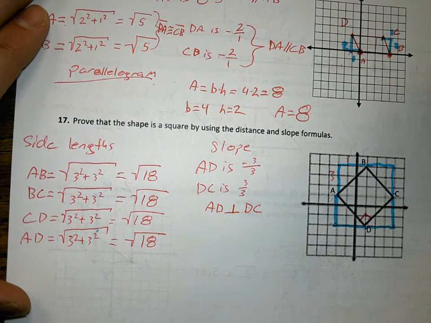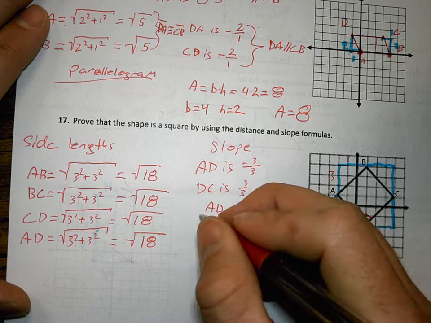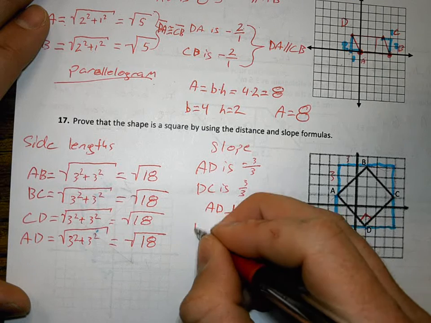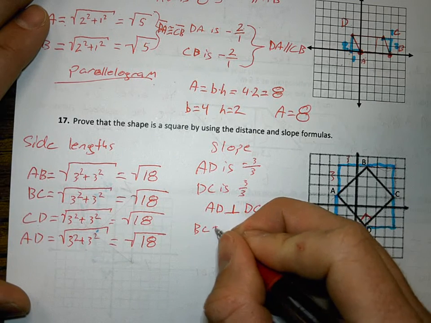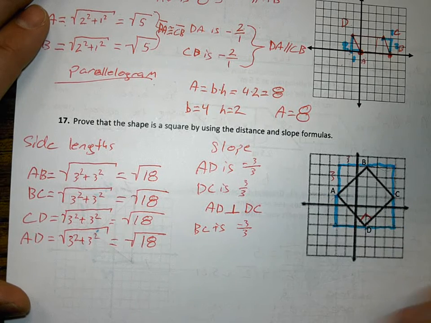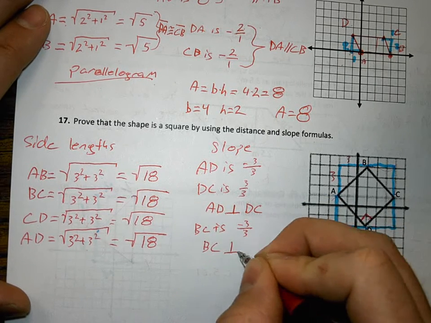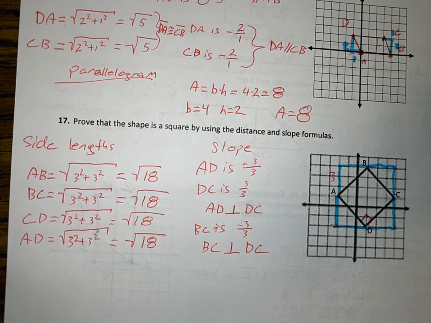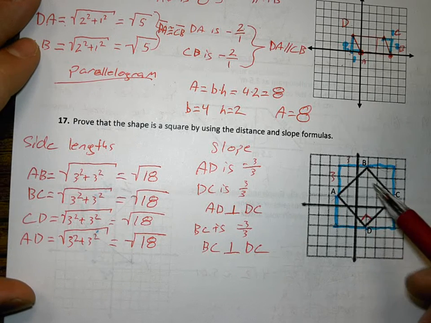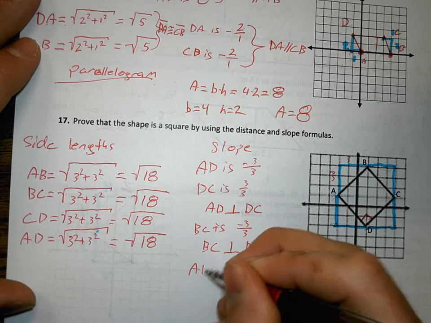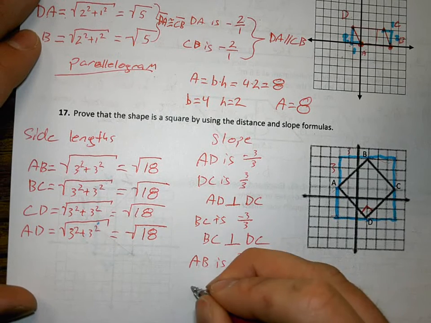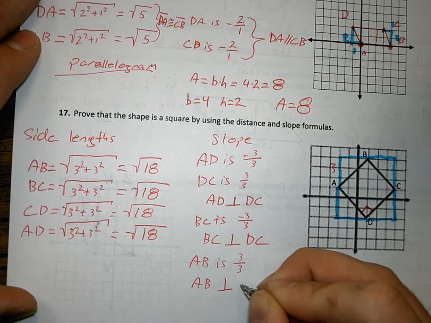Okay, let's prove that DC is perpendicular to BC. DC is 3 over 3. BC is right 3, down 3. So BC is perpendicular to DC. Let's prove that BC is perpendicular to AB. AB is 3 over 3. So AB is perpendicular to BC.